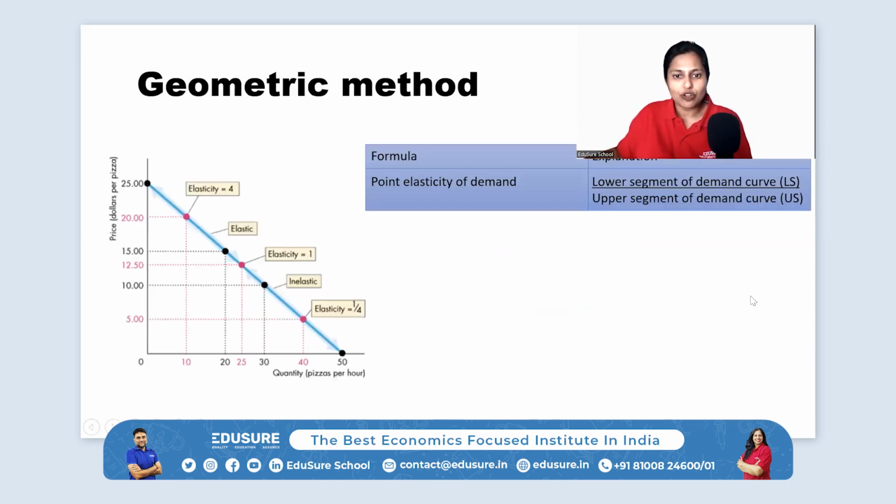All right, let me first do the formula. The point elasticity of demand is calculated by the length of the lower segment of the demand curve divided by the length of the upper segment of the demand curve. So any 1 point that you take, let's say we take point A, what is the elasticity? It is the length of the lower segment divided by the length of the upper segment, which pretty much means what we have here.